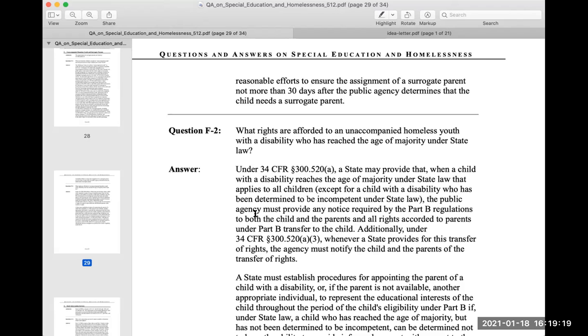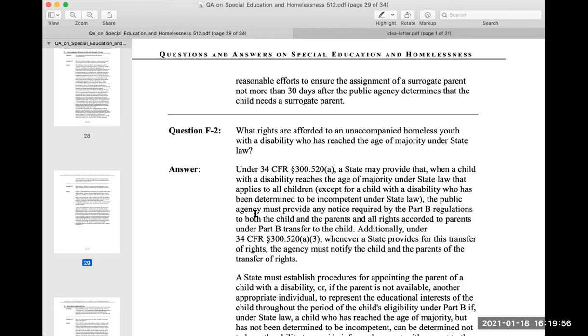Page 29. Questions and answers on special education and homelessness. G. Early Intervention Services Authority. Question G1. Answer. Part C of IDEA is found at 20 U.S.C. paragraph 1431 through 1444 and 34 CFR Part 303. The requirements for providing appropriate early intervention services for homeless infants and toddlers with disabilities and their families are found at 20 U.S.C. paragraph 1434(1) and 1435(a)(2).